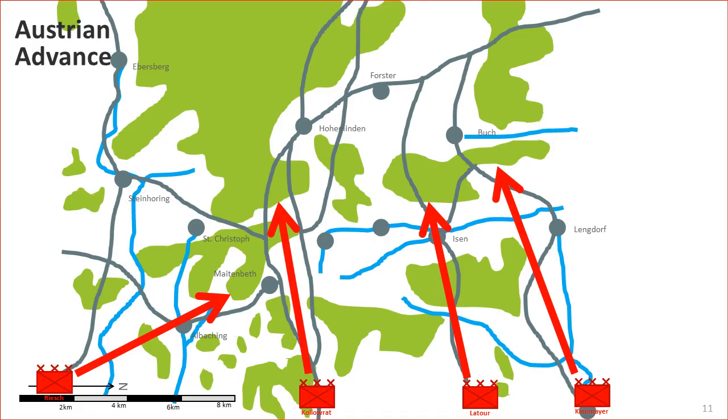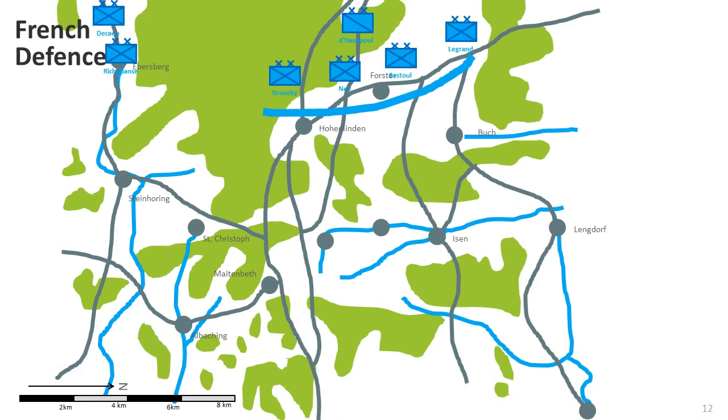2 columns would march west along separate roads, while a column would take a northerly route, and the final column would take a southerly route. All 4 columns were ordered to aggressively attack any French resistance they encountered, as it was believed to only be a rear guard. This was a fatal mistake. Little did the Austrians know the French had decided to make a stand at Hohenlinden.